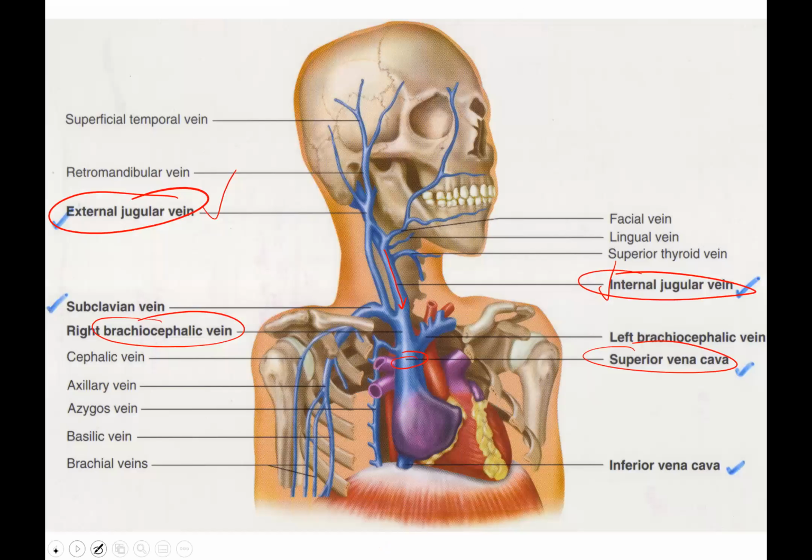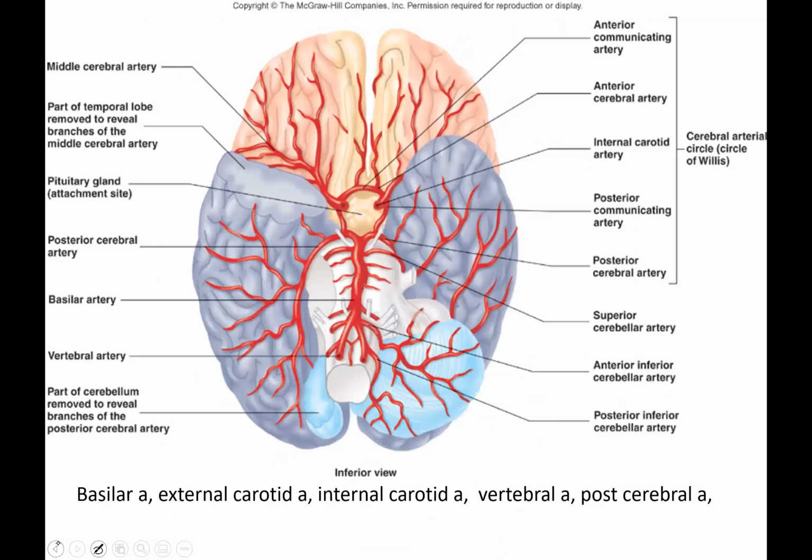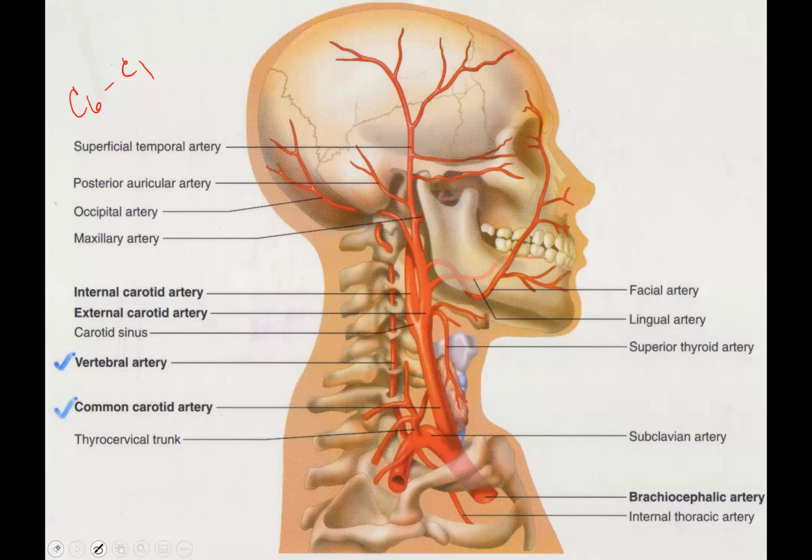And so now let's go to the arteries in the thoracic cage area. Another one from this I do want you to know is the vertebral artery. The vertebral artery is a branch off of the subclavian artery, but it passes through the transverse foramen in the cervical bones.